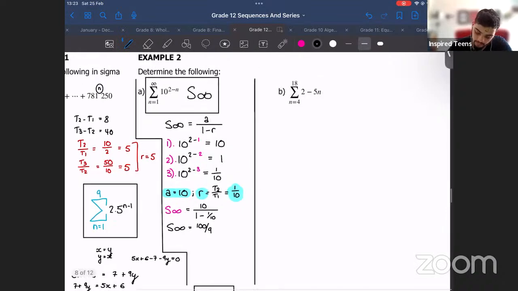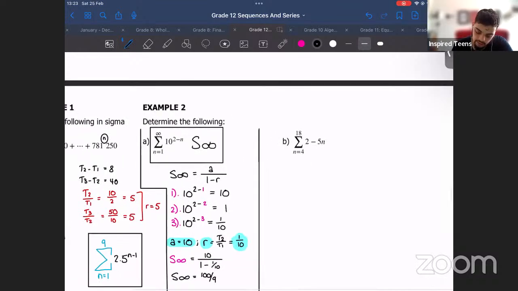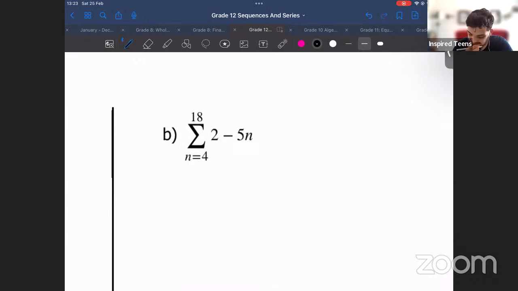Let's do this question. Okay, so they say again, determine the following. So it's like evaluate, okay? So again, remember, sigma means sum. So they want us to calculate the sum. The sum of what? Okay, we need to start at 4. We need to end at 18. Okay, and that's our Tn.